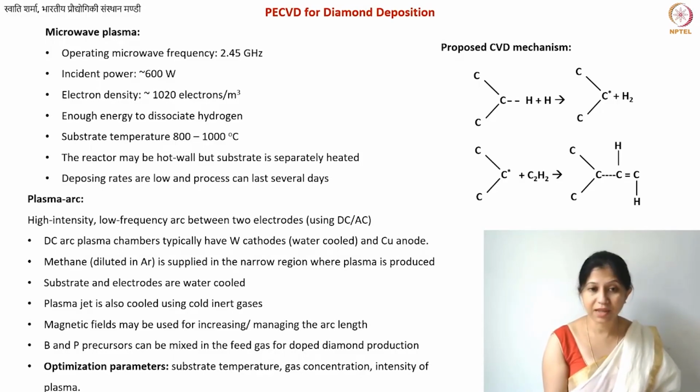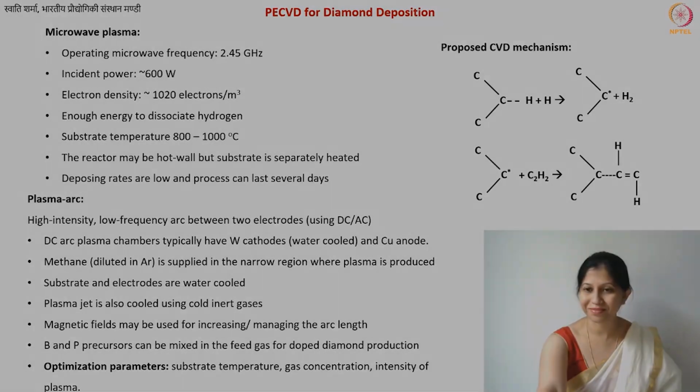Okay, so what would be the optimization parameters? Of course, because you have the plasma, intensity of plasma is very important. Other than that, the usual things: temperature we already talked about, also the pressure in general, and the gas concentration, of course, because you have various gases. All of these things are your optimization parameters.